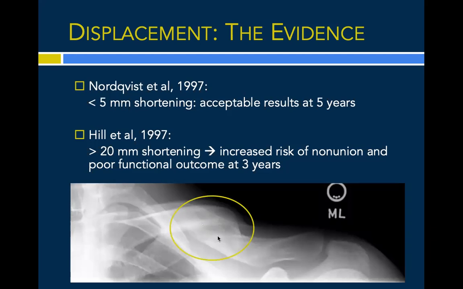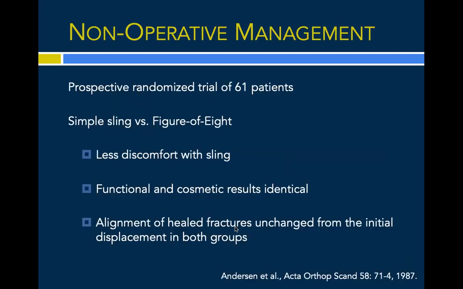So here's that 100% displacement and fairly significant shortening, but lots and lots of callus. For non-operative management, they looked at a simple sling versus figure of 8, just in case you didn't believe me, and they found less discomfort with the sling. Functional and cosmetic results were identical. And alignment of the healed fragments was unchanged from the initial displacement in both groups. So put your patients in a sling, tell them to get rid of it when they feel comfortable doing so.